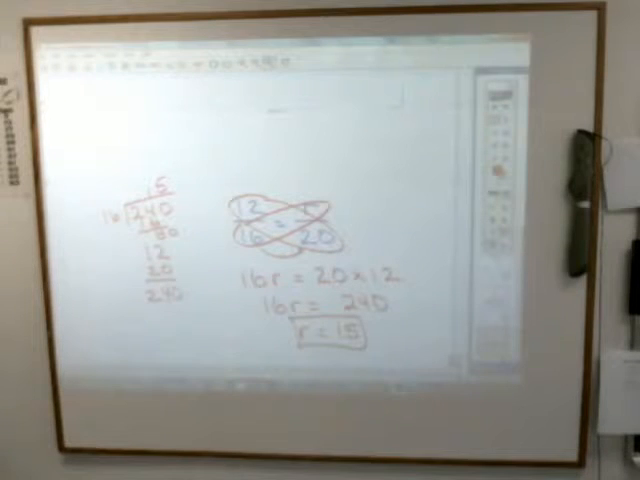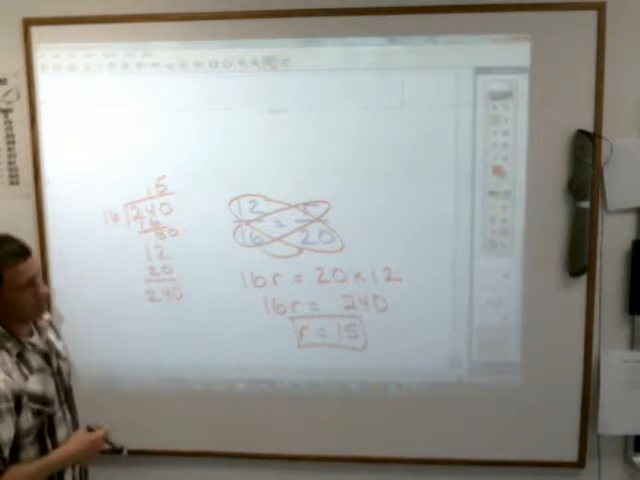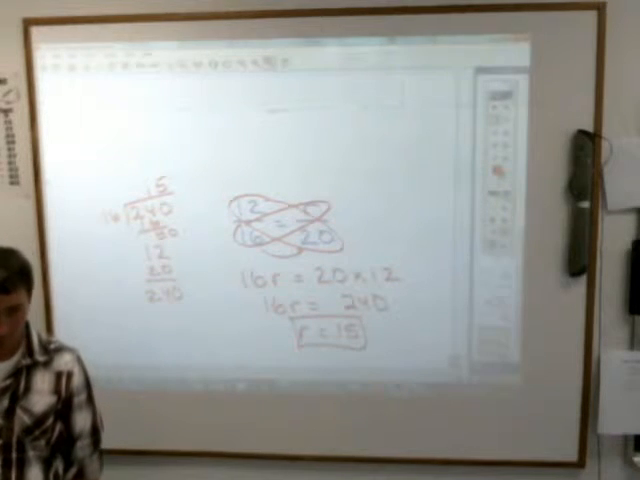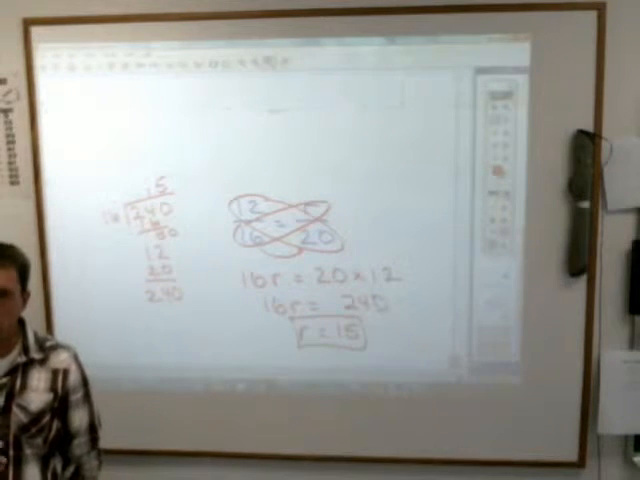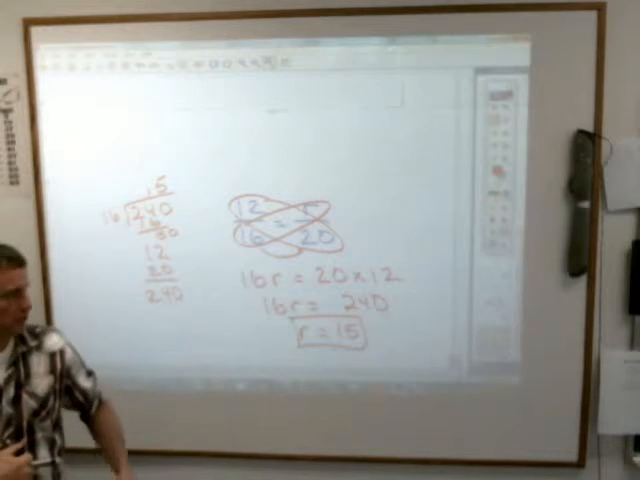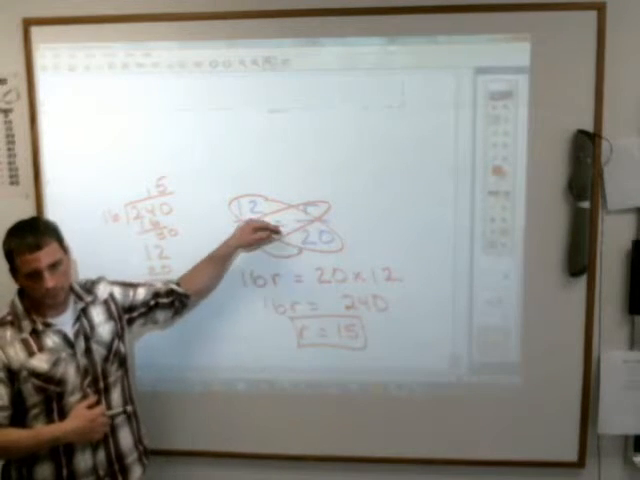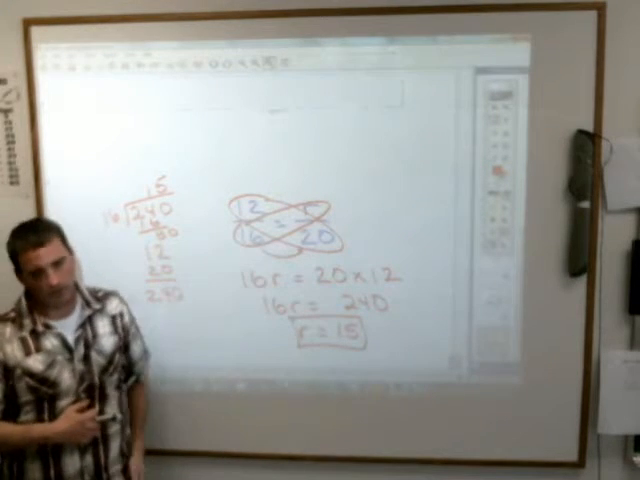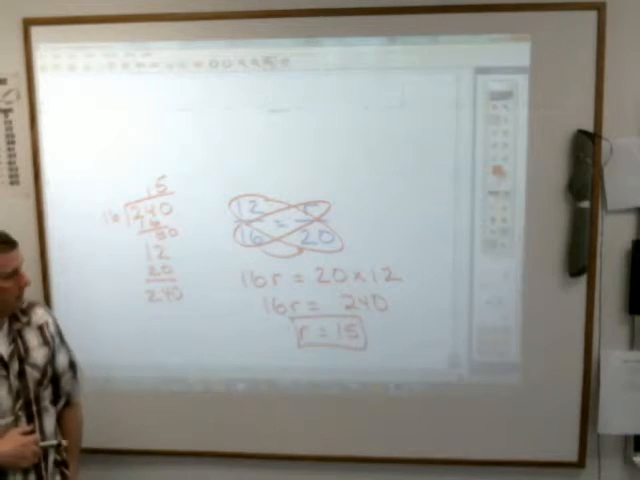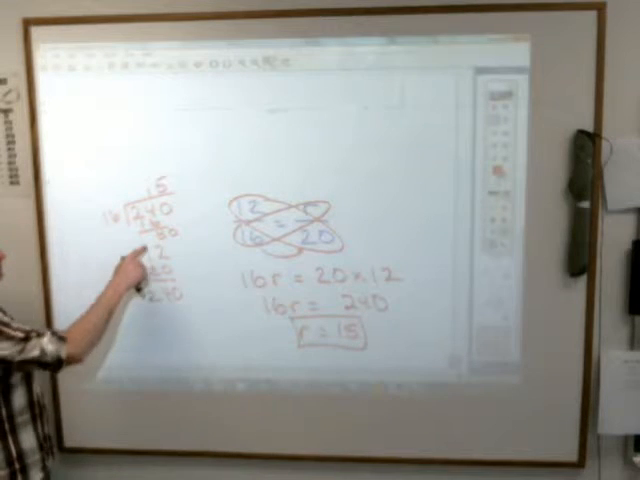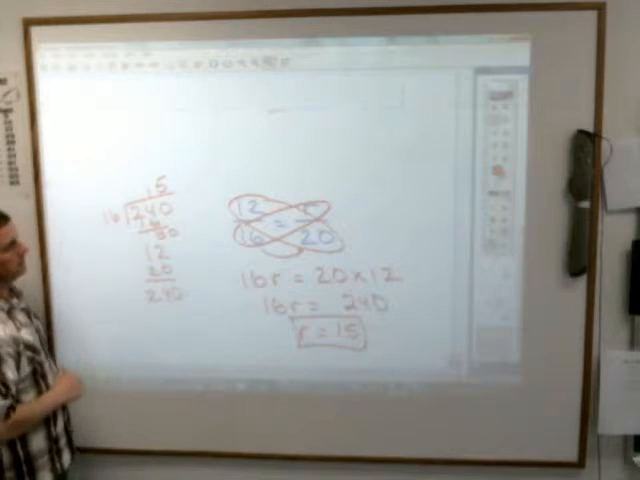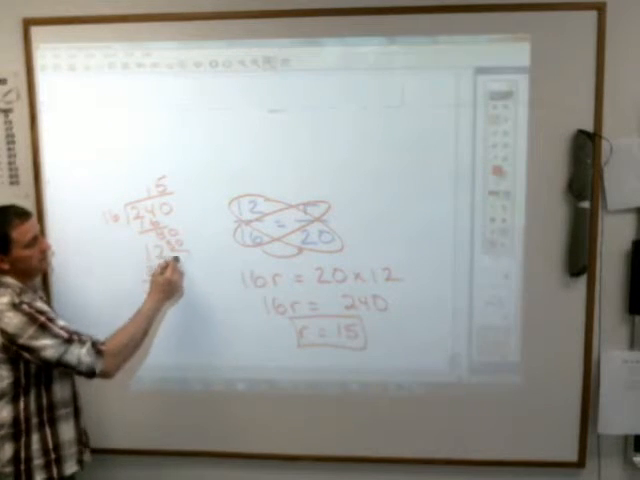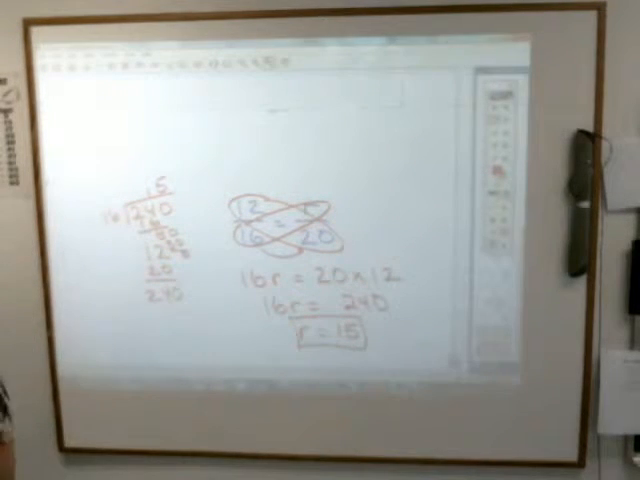Got that? Now don't get that mixed up with cross-canceling. When do we cross-cancel? When you multiply fractions. This is cross-multiplying using cross products. Oops, did you have a question? Is that an 8? This one is an 8. Isn't it? Okay. 16 times 5 is 80. And everybody's happy.